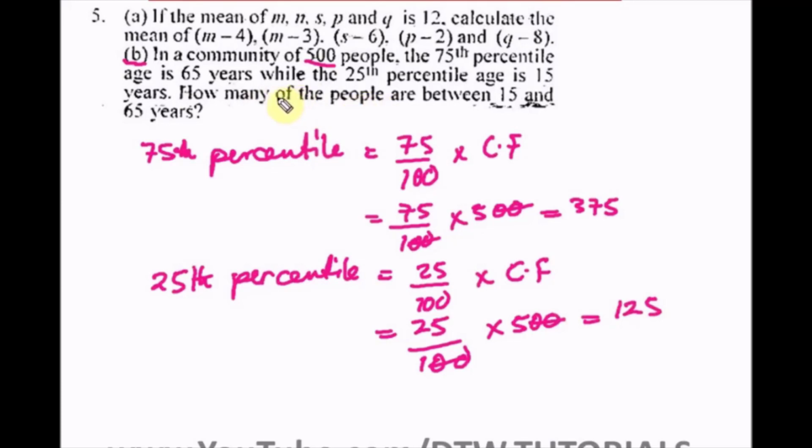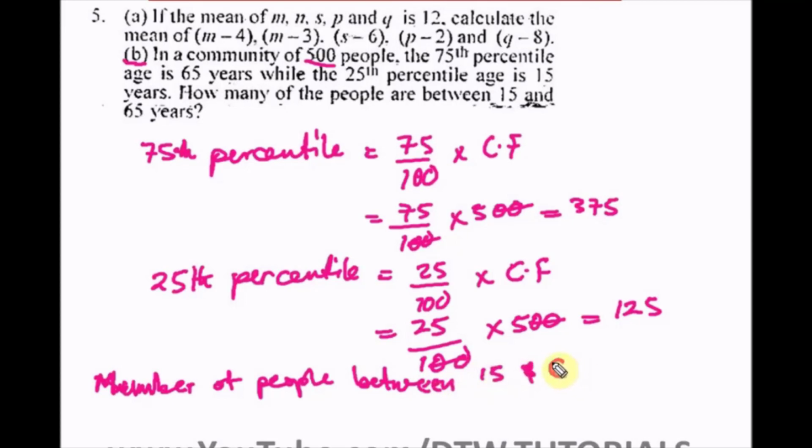So how many of the people are between 15 and 65 years? It's simply subtracting 125 from 375. So the number of people between 15 and 65 years is 375 minus 125, and that will give us 250 people. So this is our answer.